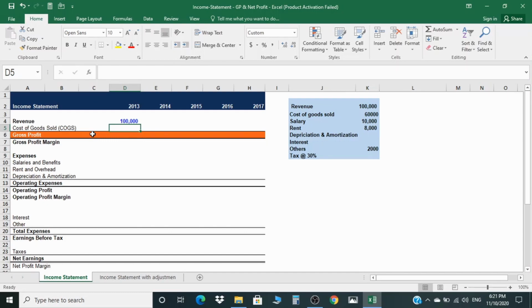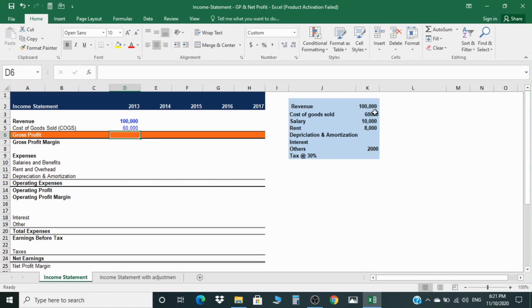In reality it's not always simple like $100 or $200. So I keep it very simple, like 100,000, 60,000, 10,000, 8,000, 2,000, so you can understand the process of how we do that. After that the figures will definitely be different. So we go for the cost of goods sold, and you just put equal sign here, go there, just enter, and you will get your cost of goods sold here, right?